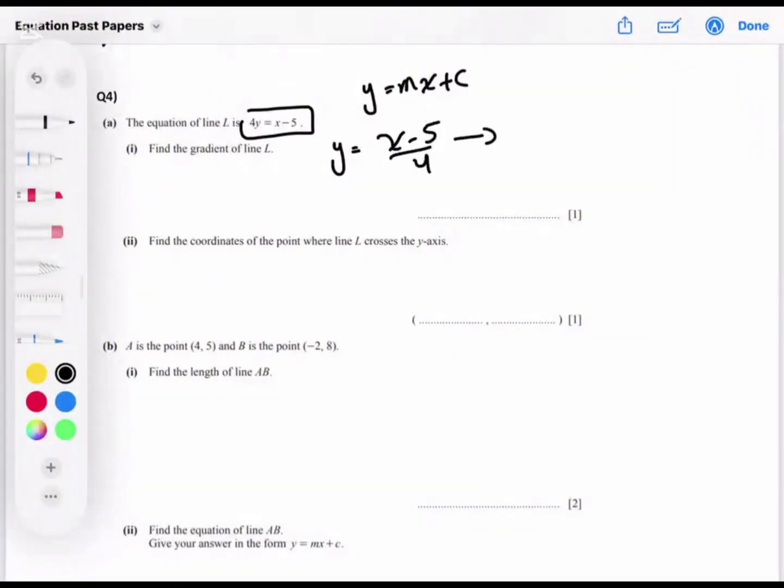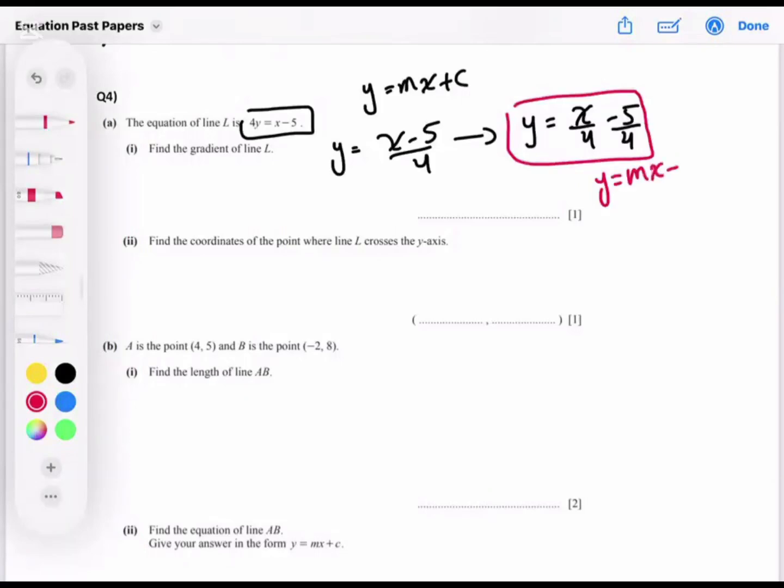Now I will split it. This will become x over 4 minus 5 over 4. So can you tell me what is the gradient now? In this equation, what will be the gradient? You have to compare. Quickly, why are you taking a lot of time? So the gradient will be 1 over 4. That's it.